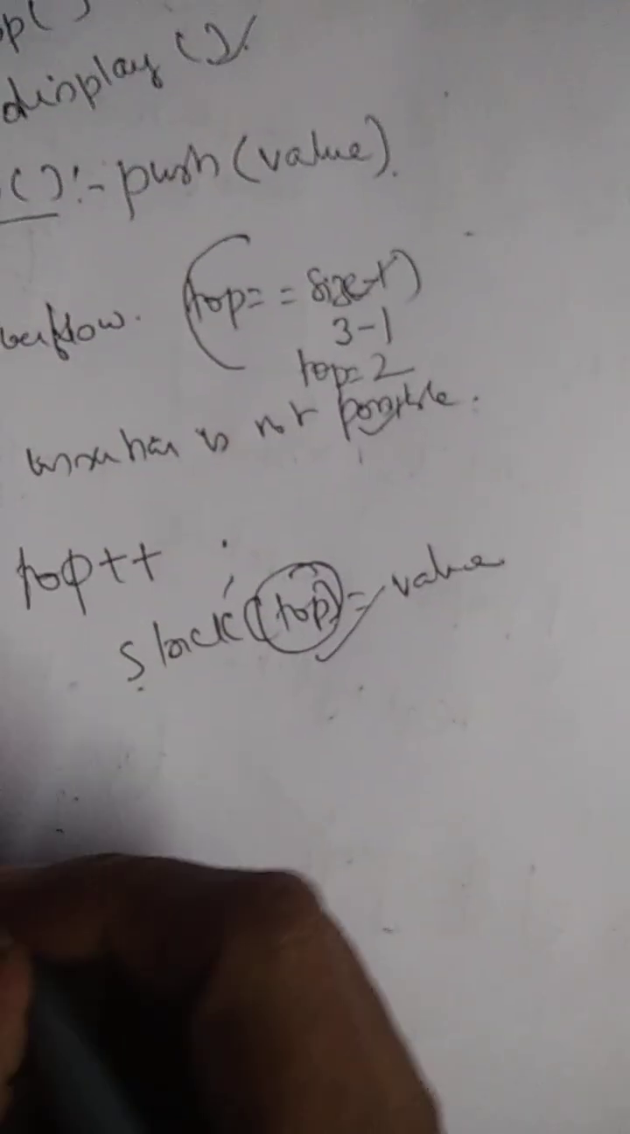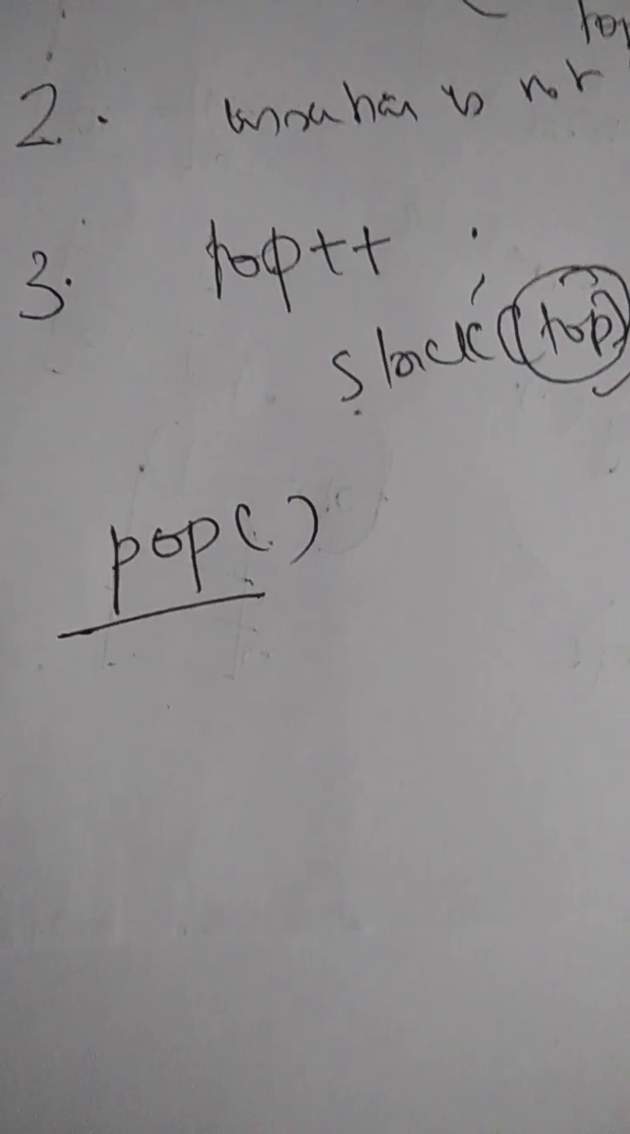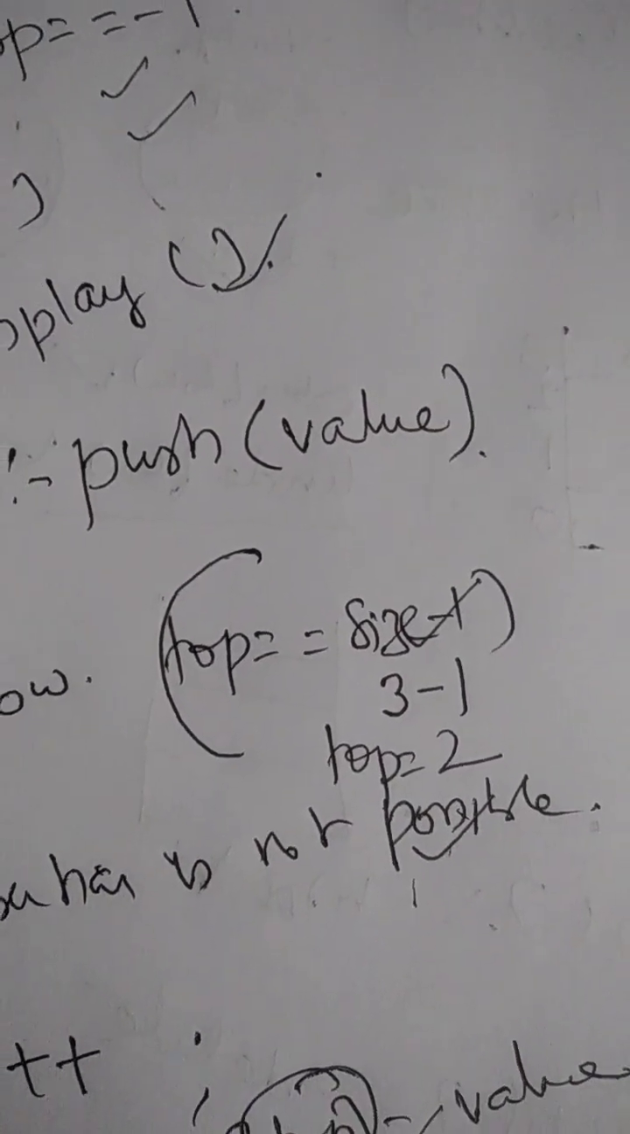Now the last operation, the second operation, is the pop operation. The pop function will not take any parameter, but the push function will take a parameter, push of value, because you are inserting a value in the stack. Here also you have to check the condition. What is the first condition to be checked? Whether the stack is empty or not.